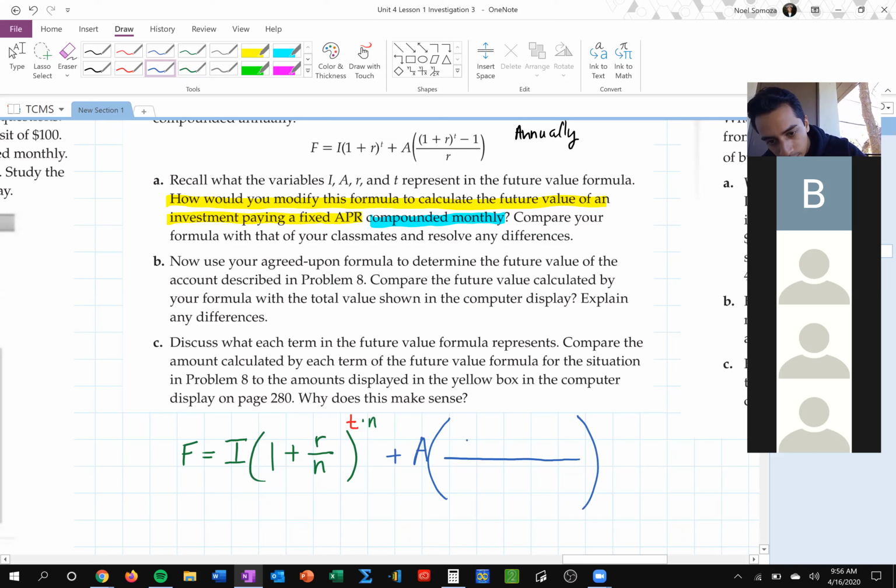In the numerator, we have 1 plus the rate. And again, because I have rate, I need to divide that by n. I have a power of t, which is time. So if I have time, I then need to multiply that time times the number of how many times I'm going to compound it in that amount of years, minus 1. And then my denominator is another fraction because originally I had just r, but now r needs to be divided by the number of times that it's going to be compounded. Okay.